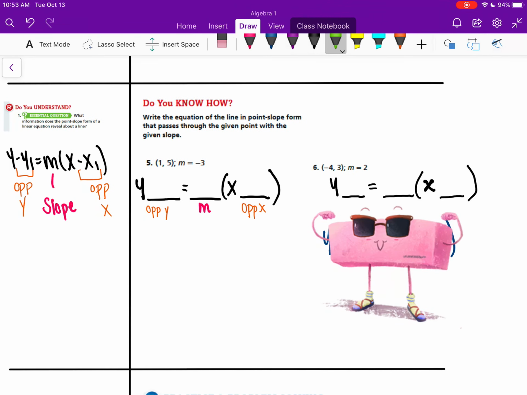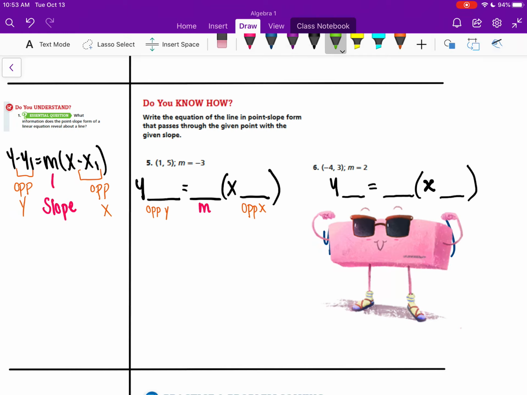And this is just asking you, can we write the equation of the line given a point and given a slope? So where you have that, underneath that, write again what is our point slope format. Notice it's called point slope because we deal with a point and we deal with a slope.